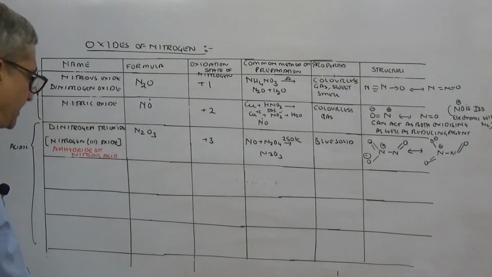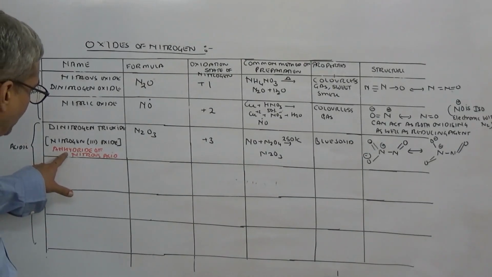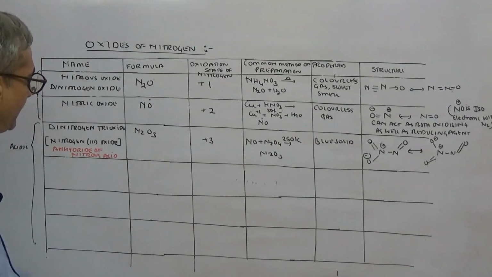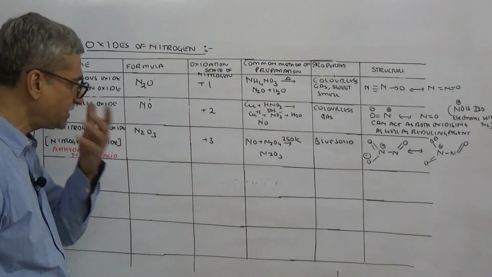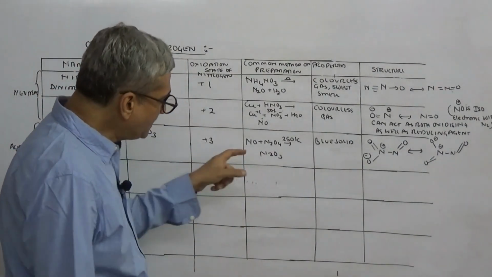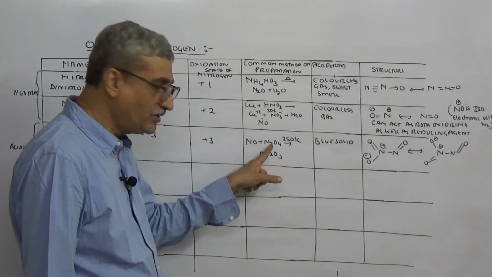Talk about dinitrogen trioxide, also called nitrogen 3 oxide. From the entrance exam point of view, it is also called the anhydride of nitrous acid. As you can see, 2x minus 6 is equal to 0, so the oxidation state is plus 3. See, how is it prepared? It is prepared by mixing nitric oxide with N2O4.